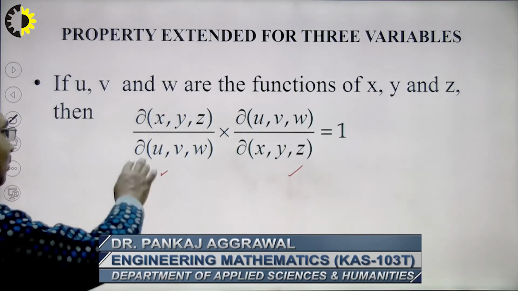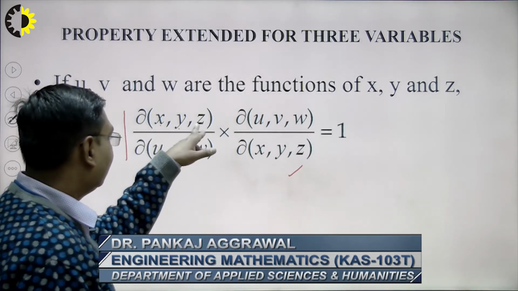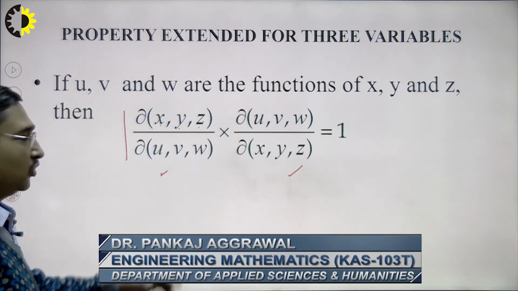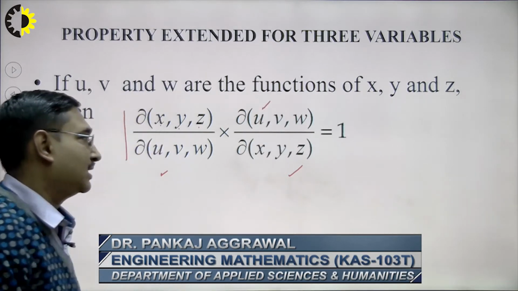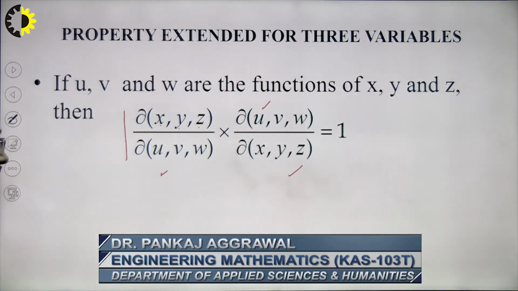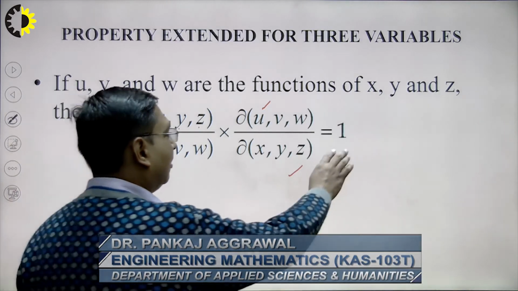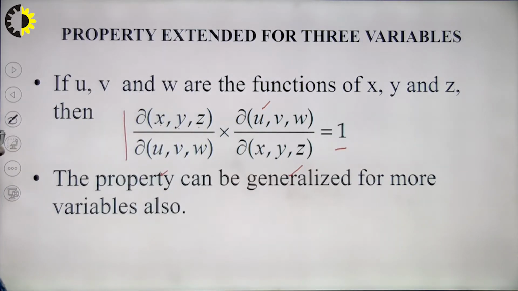Thus, if we calculate this Jacobian by expressing x, y and z in terms of u, v and w, and then we calculate this Jacobian by expressing u, v and w in terms of x, y and z only, then the product of the two results after simplification will always give 1. We could extend this property to more variables also.